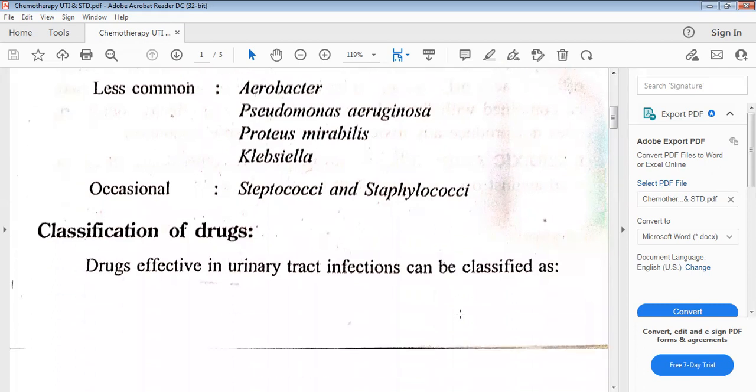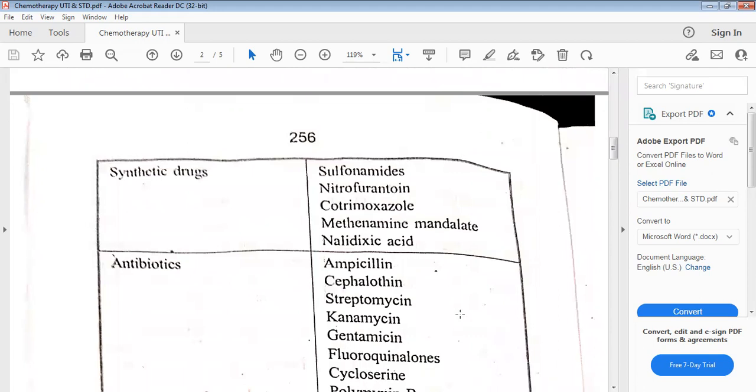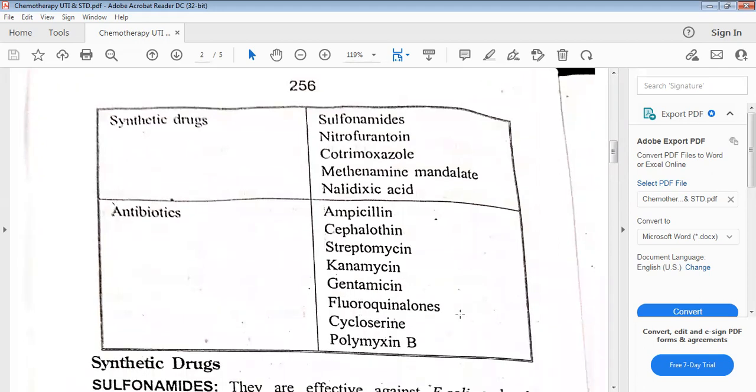When we want to study the drugs which are used to treat this infection, we can classify them into different categories. The first category is the synthetic drugs and the second category is the antibiotics. Among synthetic drugs, the ones we saw yesterday, sulfonamides, nitrofurantoin, cotrimoxazole, methenamine mandelate, and nalidixic acid can be used. Among the antibiotics, a combination of different categories can be used. But as we said, because these organisms are mostly gram negative, you have to make sure that we are using antibiotics which are effective against gram negative organisms. So ampicillin, cephalothin, streptomycin, kanamycin, gentamicin, then the fluoroquinolone molecules like ciprofloxacin, cycloserine and polymyxin B can be used.